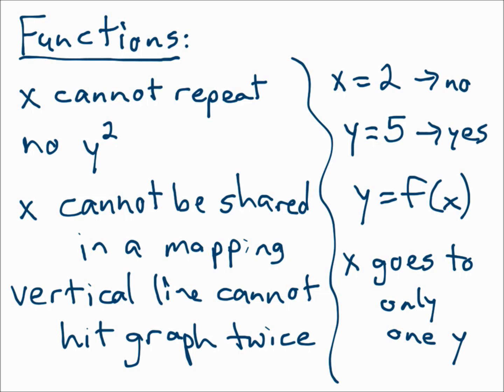X equals a number is bad, that's a vertical line. Y equals a number is fine, that's a horizontal line. And if it has f of x, it's definitely a function. Remember, x goes to only one y in a function.